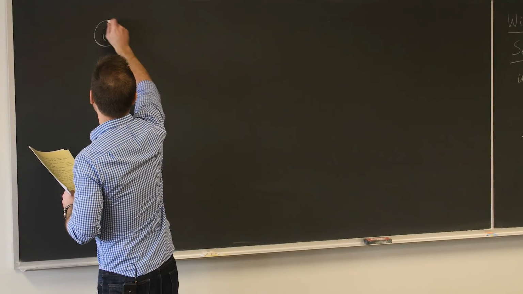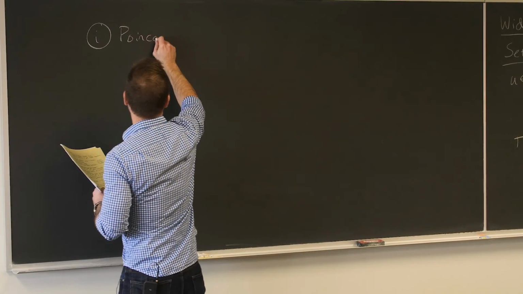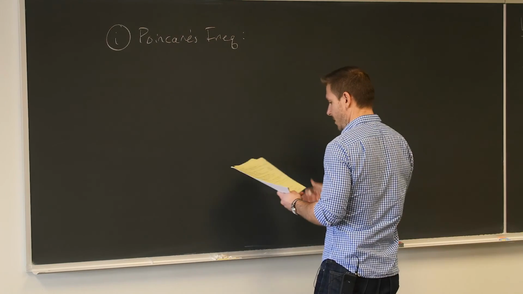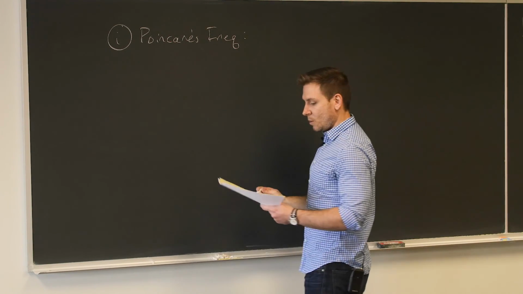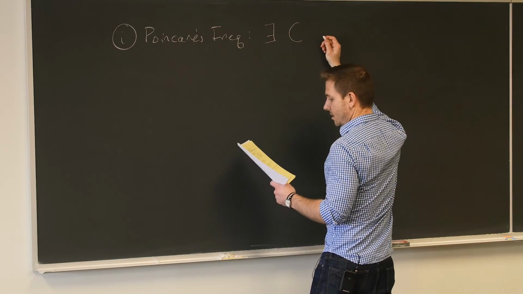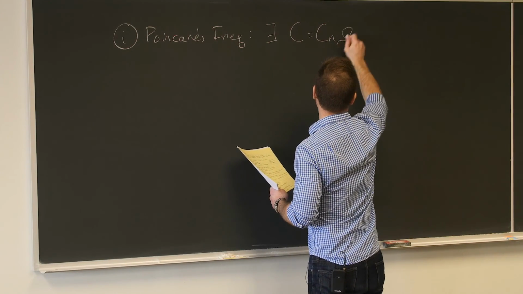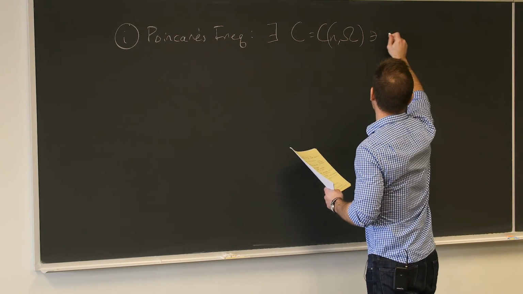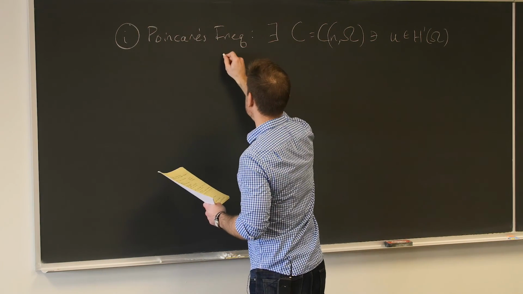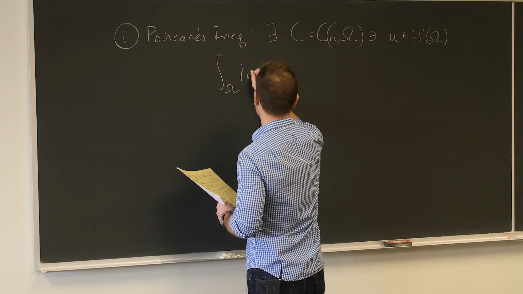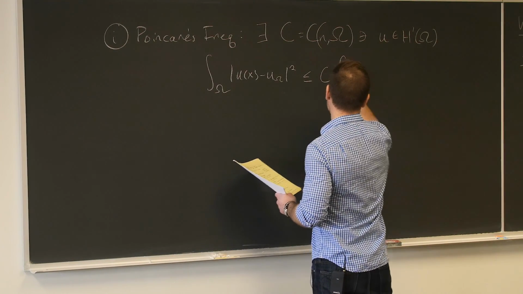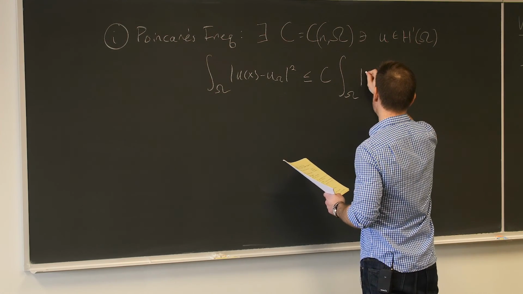And so our first result is just Poincaré's inequality. And so, of course, there's the normal one, here, I'll just write it down. So, given our setting, there's a constant C depending on n and Omega, such that for u in H^1(Omega), we have this. It's less than the Dirichlet energy.